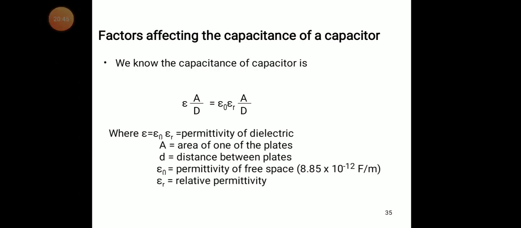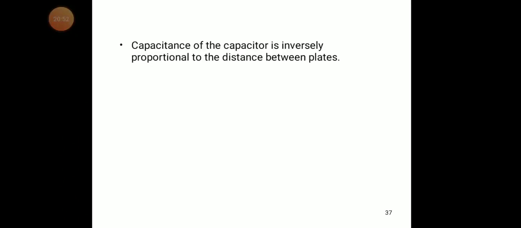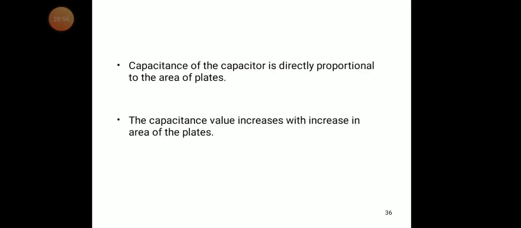Epsilon r is the relative permittivity. So now we try to understand this one. Capacitance of the capacitor is directly proportional to the area of the plates. If the area increases, the capacitance value increases.